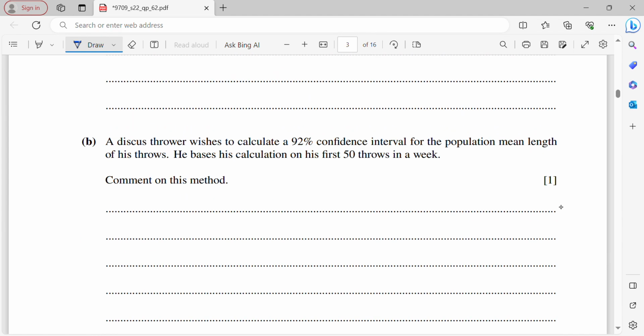Now B. A thrower wishes to calculate a 92% confidence interval for the population mean length of his throws. He bases his calculation on his first 50 throws in a week. Comment on this method. Alright, so you refer to the calculations on his first 50 throws in a week. So that means this is not a random sample. Alright, so I will just write it is not a random sample.